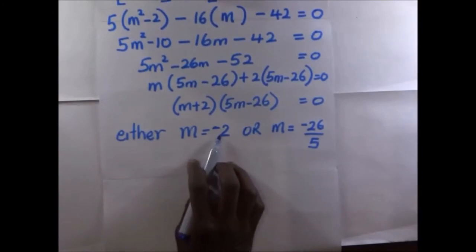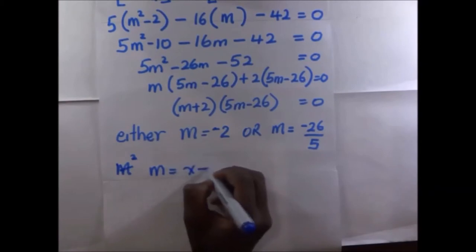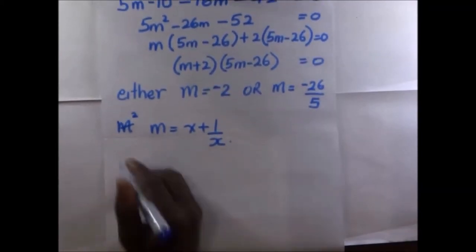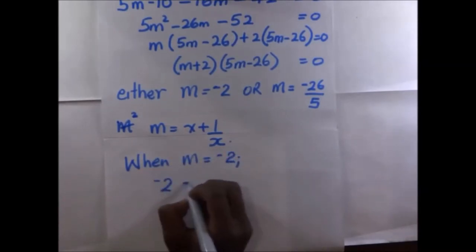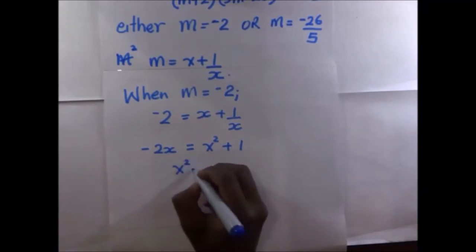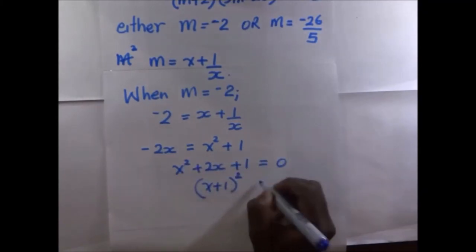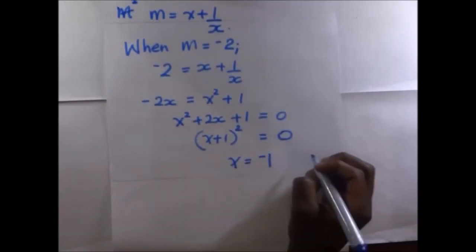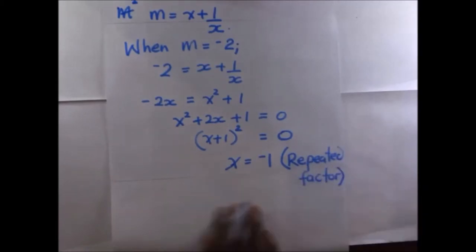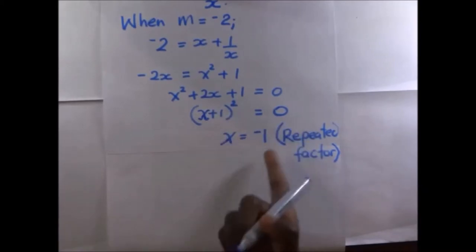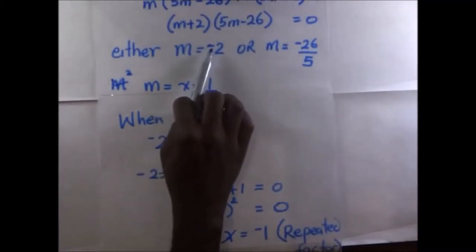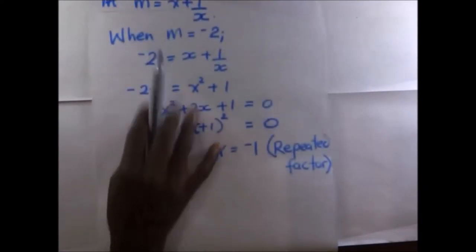So after getting our values of m, remember that m is equal to x plus 1 over x. So now we begin. When m is negative 2, what is x? Our value of x there is going to be negative 1, and that is one of the factors of that polynomial. And so this is going to be a repeated factor. It is a repeated factor because it's both positive and negative 1. So our first value of m was negative 2, and when we put m here, our value of x we get is negative 1.